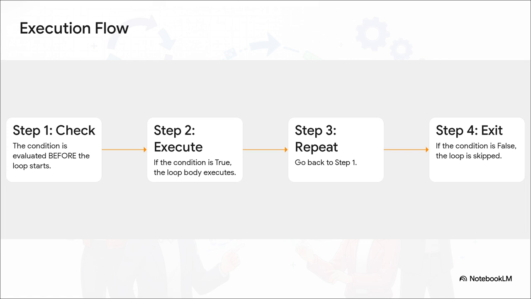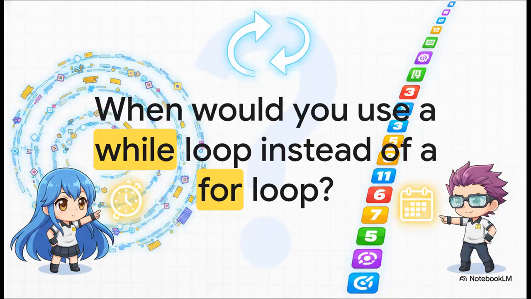The code runs once, and then it gets kicked right back out to the front of the line to check with the bouncer all over again. And this is key. If that condition is false from the very beginning, the bouncer just says, nope, and the code inside the loop never, ever runs. Not even one time.